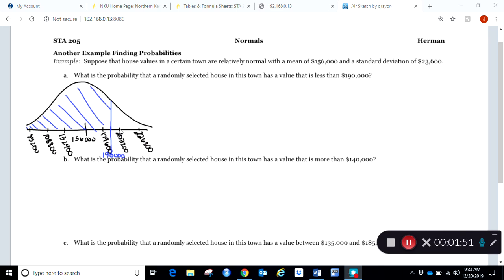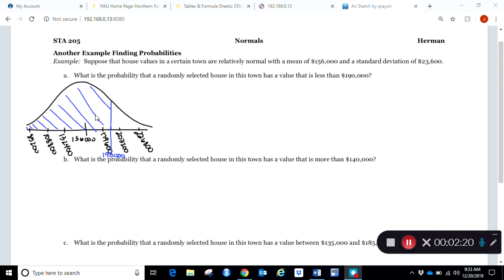Also, I can tell from my picture that my answer should be greater than 50%. Again, this is using that 156,000 as our reference point. If I had just everything to the left of that value shaded, that would be exactly 50%. So I can tell, since I have this additional piece here, that my answer is going to be more than 50%.